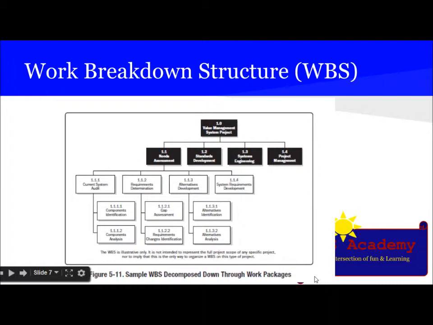This is an example of WBS, a sample WBS decomposed down through work packages. Value management system project, which is divided into needs assessment, standard development, system engineering, project management. Then needs assessment is again further divided into current system audit, requirement documentation, alternative development, system requirement development. And each is again divided further into component identification and component analysis; in case of requirement documentation, gap assessment and requirement changes identification; and in case of alternative development, alternative identification and alternative analysis.